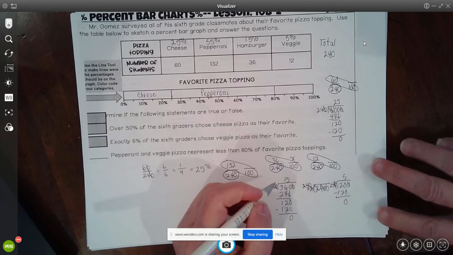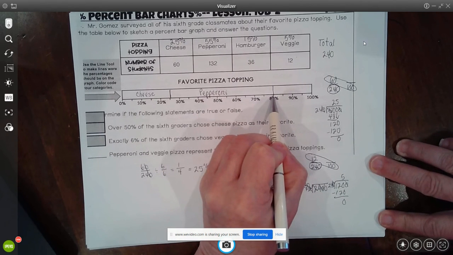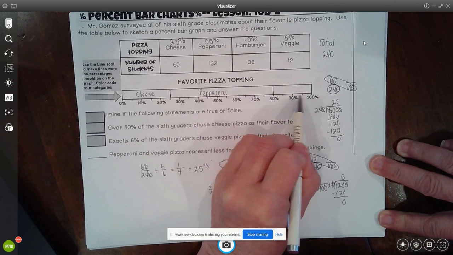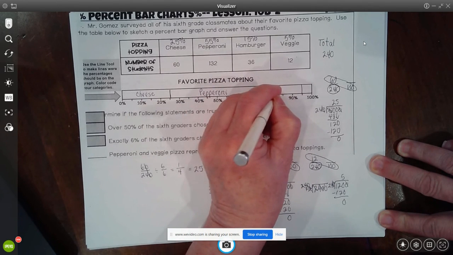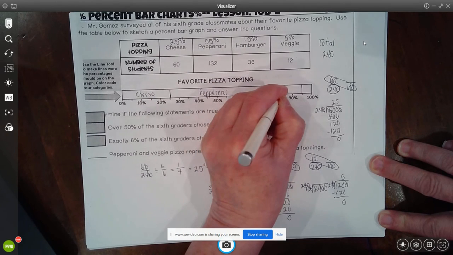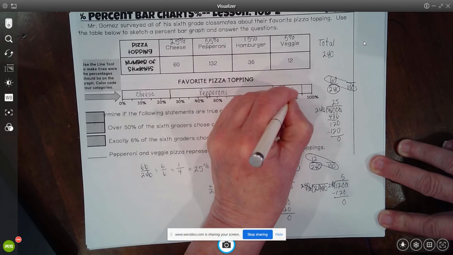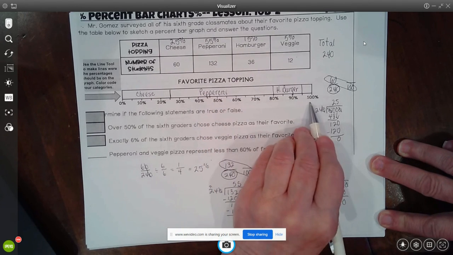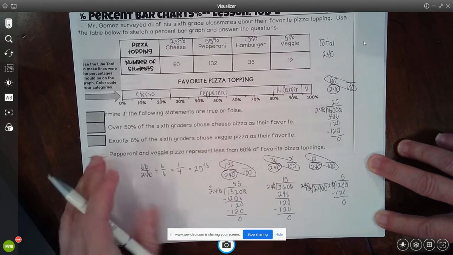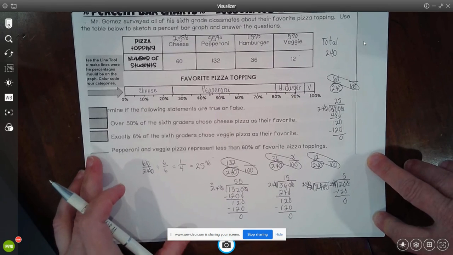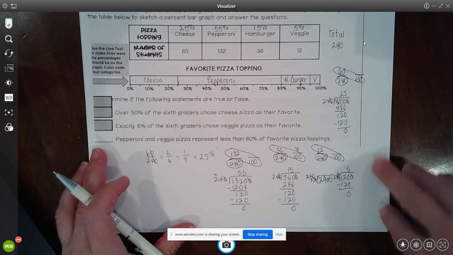Hamburger is 15%. So that would be 10 to get to 90. 95 would be 15%. That's my hamburger. And the last one is 5%, which would be 95 to 100. And that's the veggie. So now that we have that percent bar graph, we can answer the following questions.